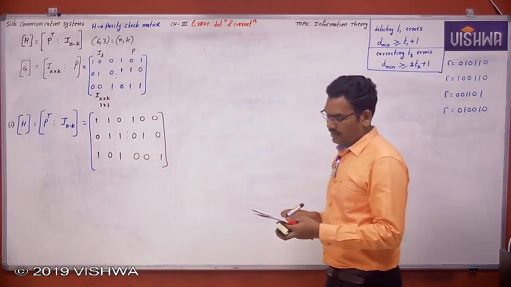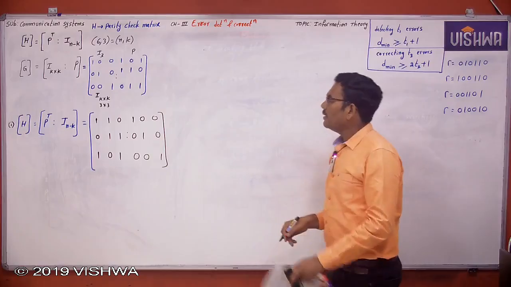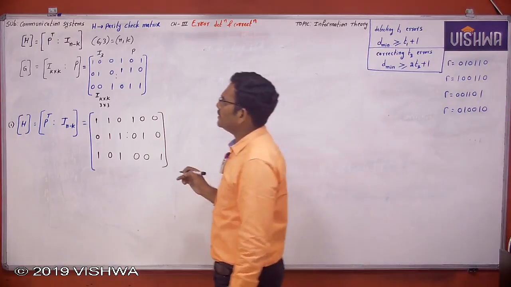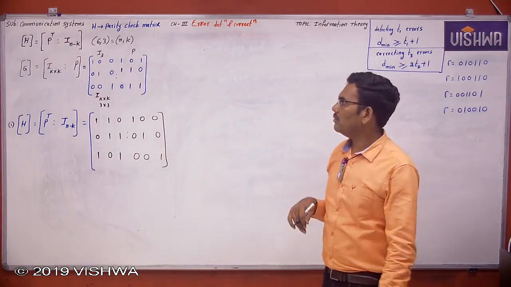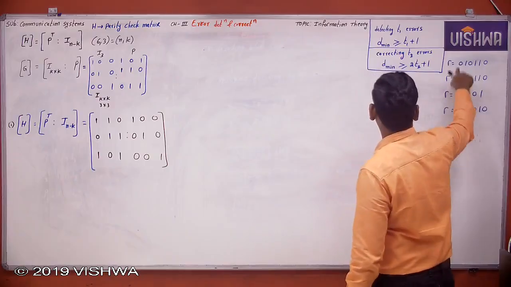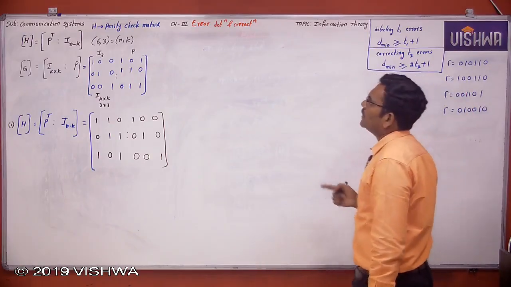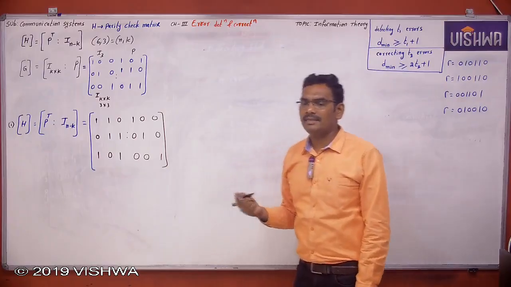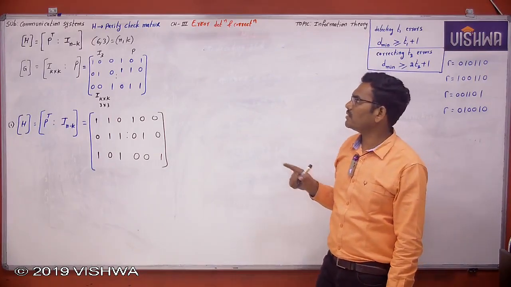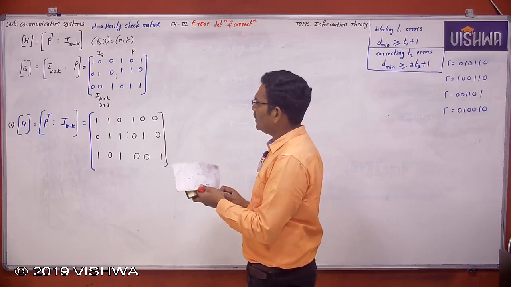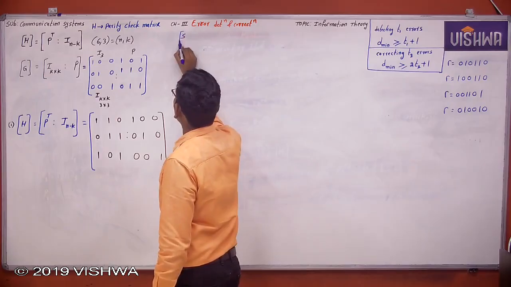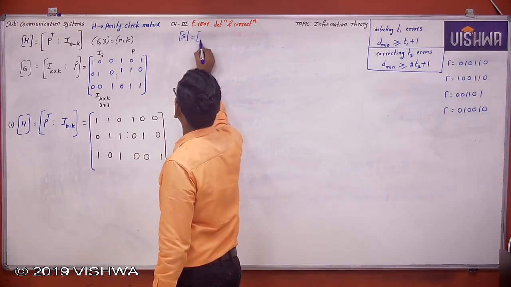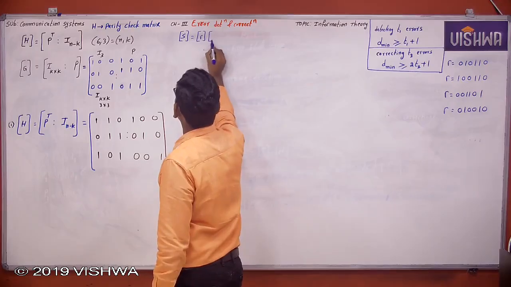Now the second question is to determine whether there are any errors in the received code. If there are any errors, then correct that error and correct the code. Okay, that is the question, and these are the received codes. For decoding of block codes, one method used is syndrome decoding. The syndrome S is equal to the received code R multiplied with H transpose.